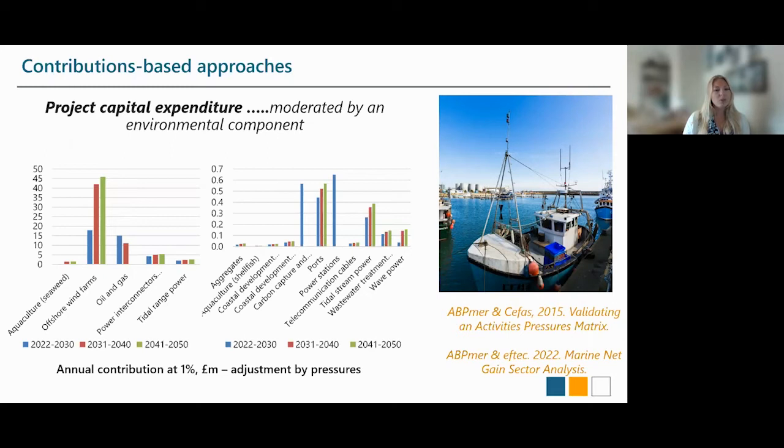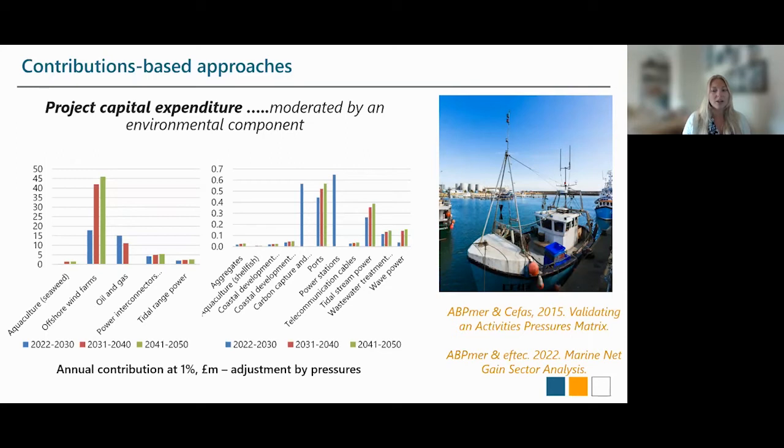So we explored some simple modifiers to such an approach, such as looking at, say, the physical footprint of the development on the seabed, or considering the amount of significant pressures from the development. And we conducted some illustrative modelling to look at how that might change some of the figures. So we considered the level of development that might occur between 2020 and 2050 to assess the potential net gain contributions. And then we modelled that against one of these environmental components. So my figure here basically shows the modelled example.